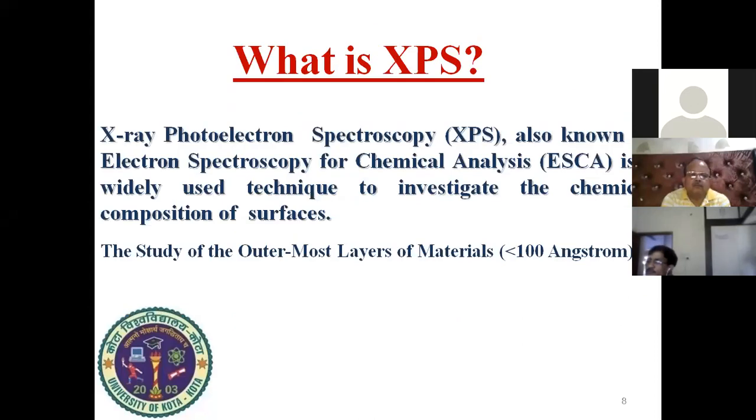XPS, X-ray photoelectron spectroscopy, is also known as ESCA, electron spectroscopy for chemical analysis, which is the name given by the chemistry people. This technique is widely used to investigate the chemical composition of the surface, as the X-ray can penetrate the materials up to a few angstroms only, less than 100 angstroms.